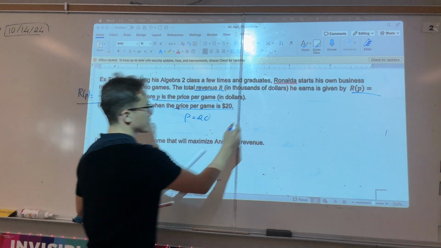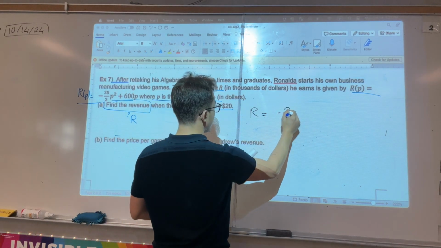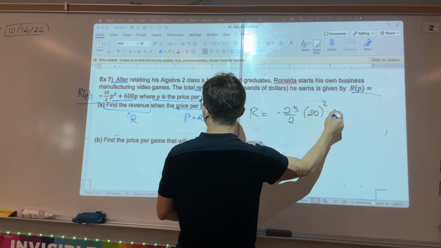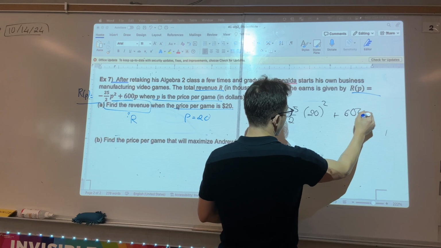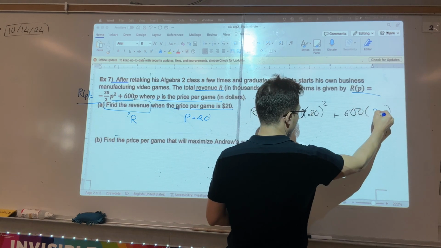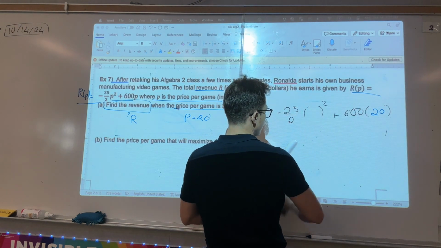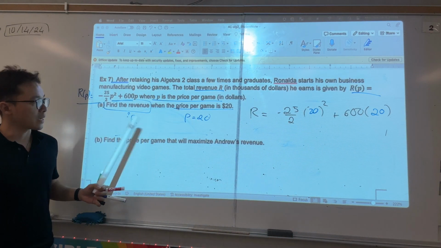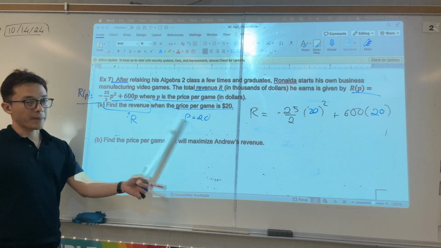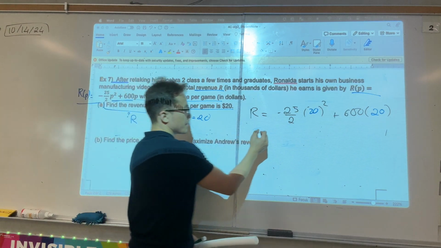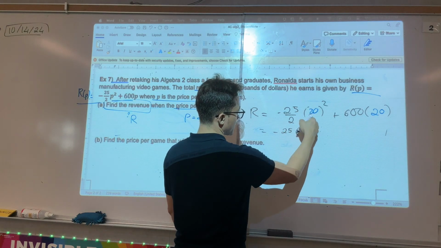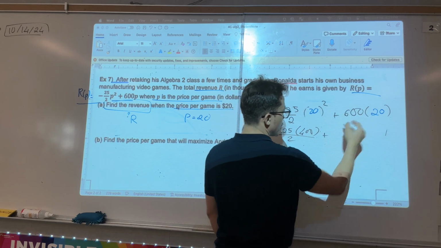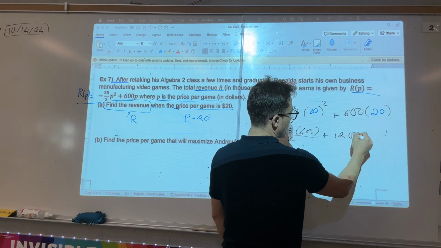So R equals negative 25 over 2, P is 20, so 20 squared plus 600 times 20. I'm gonna put 20 here. You need to plug it in because they're asking for the revenue, the R when P is 20. Sound good? So calculate this. 20 squared is 400. This 6 times 2 is 12, and then 3 zeros.